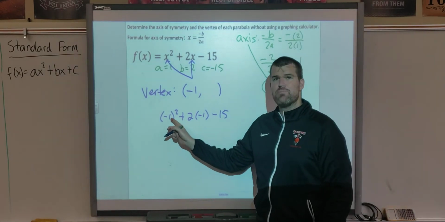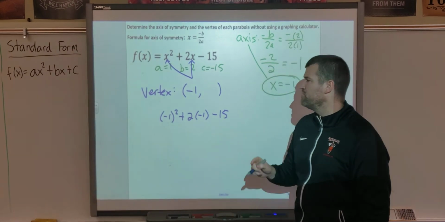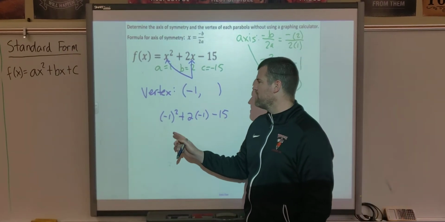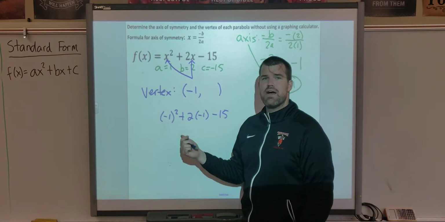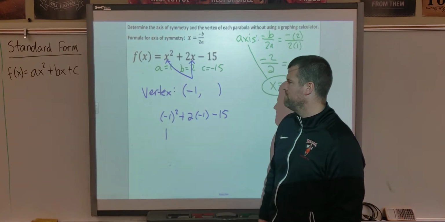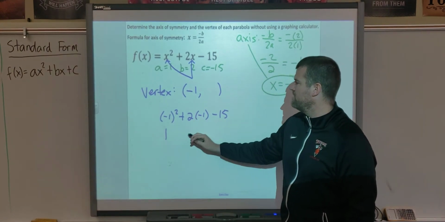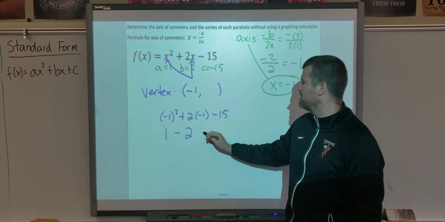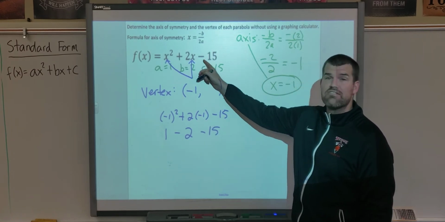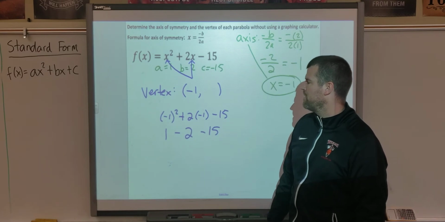Again, parentheses help us to avoid mistakes. If you do negative 1 squared in your calculator, it might say negative 1. But we are smarter than that. If we use parentheses, it reminds us that we're doing negative times negative, which is a positive 1. 2 times negative 1 is negative 2. And then our c value of negative 15. Right? So we know the y-intercept is negative 15, side note.